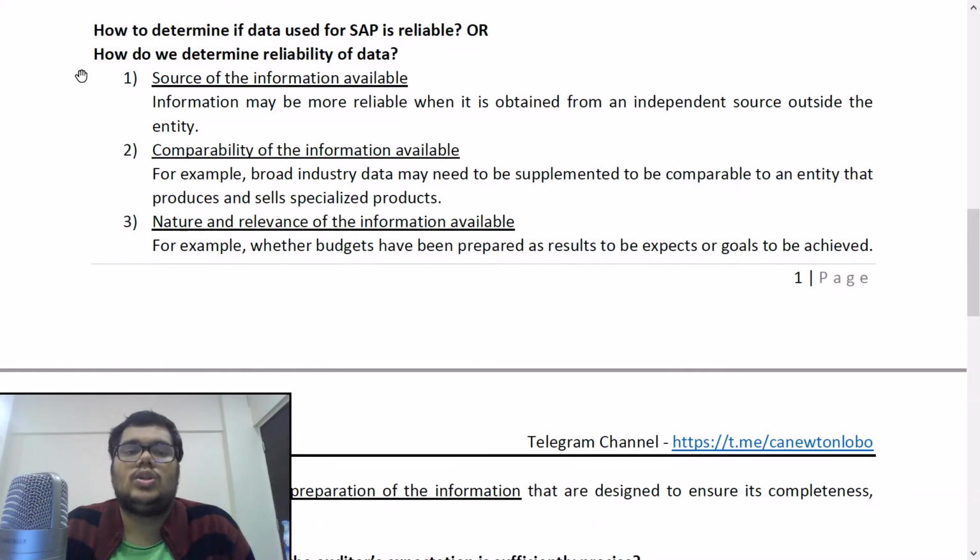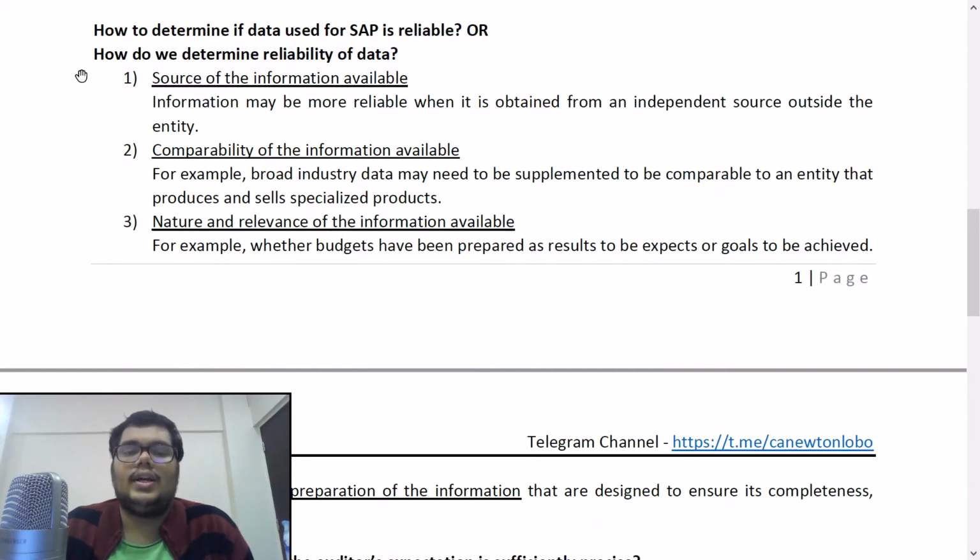Number one, source of the information available. Information may be more reliable when it is obtained from an independent source outside the entity. So whenever you obtain information independently, that is always going to be more reliable than if you are depending on some other person to obtain information. Information that you obtain first hand from somebody is always going to be more reliable. Point number two, comparability of the information available.